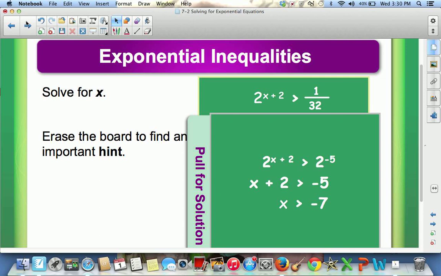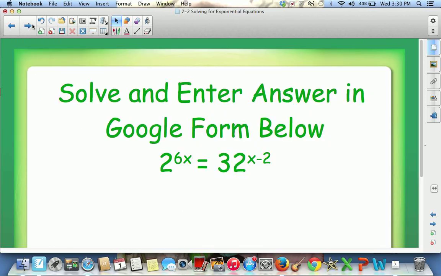All right. Now sometimes you might have to change both of the exponents. Keep that in mind, and we'll talk about that in class. But in the Google form below, I want you to do this problem here. I want you to solve for x, and then type it in the Google form below.